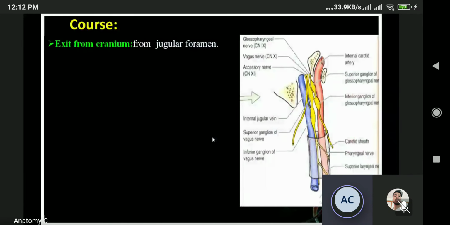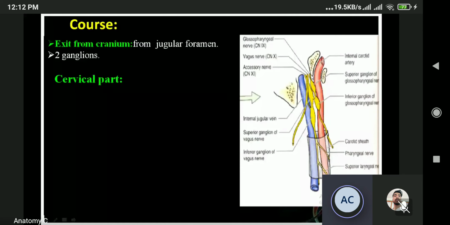Now, talking about the course of the vagus nerve, when it comes out from the brain through the posterolateral sulcus of the medulla oblongata between the olive and the inferior cerebellar peduncle, it will enter into the posterior cranial fossa. Then from the posterior cranial fossa, it has to come out of the skull. Now, how will it come out from the skull? It will pass through the intermediate part of the jugular foramen, along with the glossopharyngeal and accessory nerves. So glossopharyngeal, accessory, and vagus will come out from the intermediate part of the jugular foramen, and it will come out of the skull.